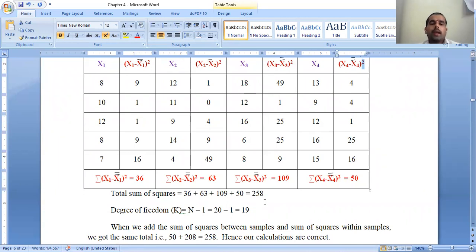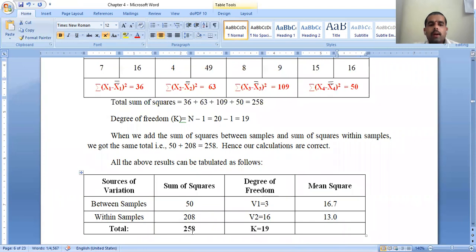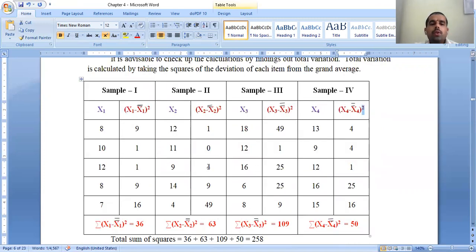After inserting all these values in the ANOVA one-way classification model table, you will get 258. That is SSC 50. You observe carefully here, 50 plus 208, 258. It is advisable to check whether this 258 is right or wrong. This procedure we are going to follow.